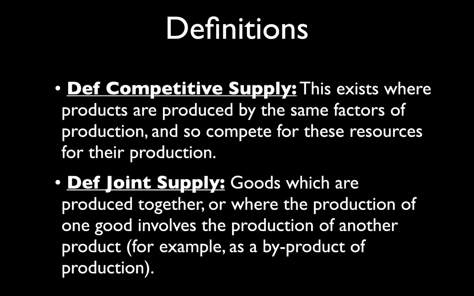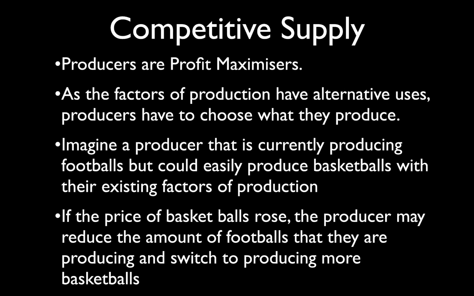What joint supply is, goods which are produced together or where the production of one good involves the production of another product. For example, as a byproduct of production. And the example that I will use here is when you produce petrol, which is gasoline from crude oil, you absolutely seemingly have to, I'm not an expert on this or a chemist, produce diesel as well. So an increase in the supply of gasoline for your car necessitates an increase in supply of diesel. Okay, now, which is for another car.